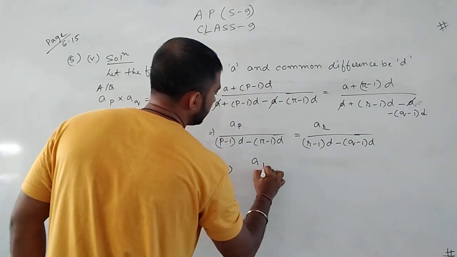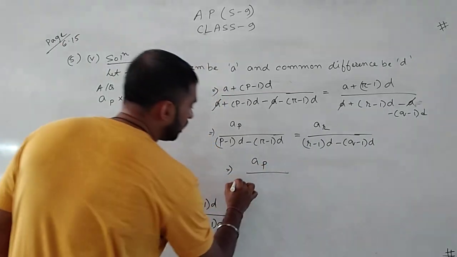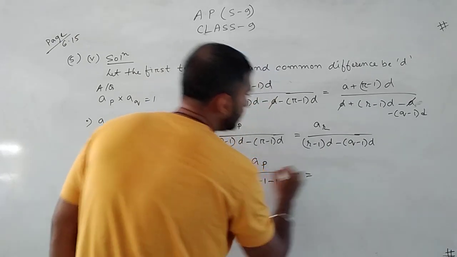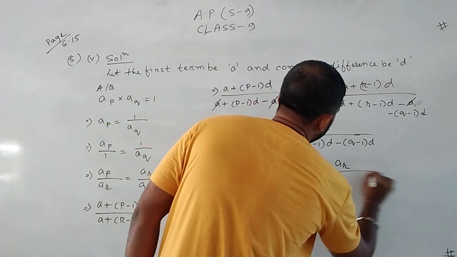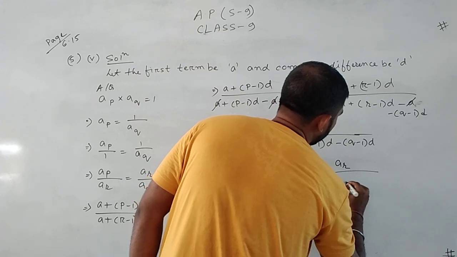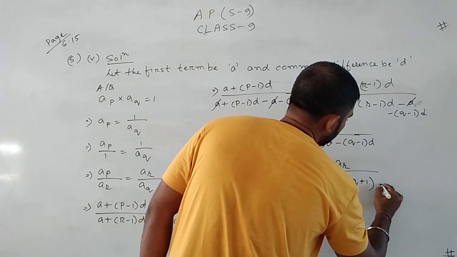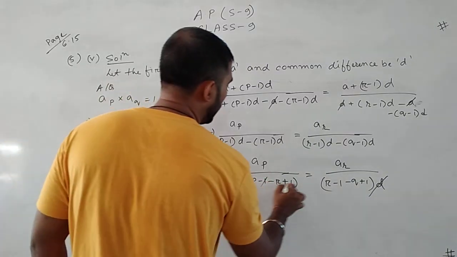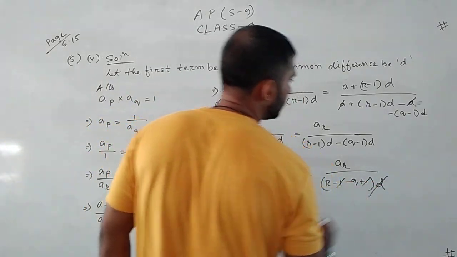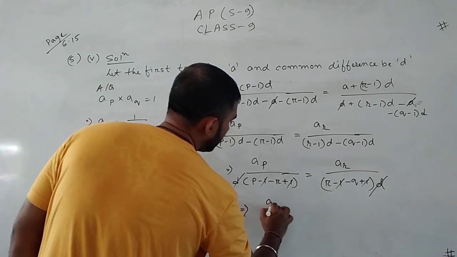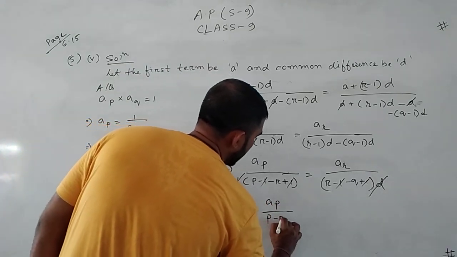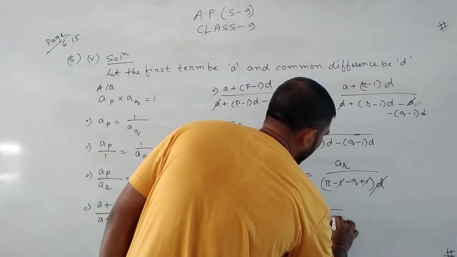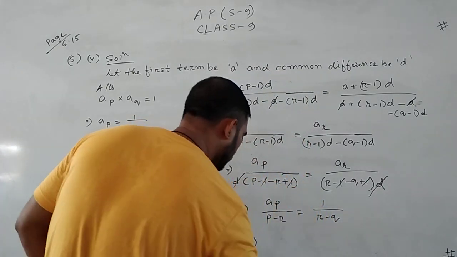Next, numerator same, in the denominator d is common. So (p minus 1 minus r plus 1) equal AR by (r minus 1 minus q plus 1) into d. Both sides d cancel. Here 1 and 1 cancel, here 1 and 1 cancel. So AP by (p minus r) equal AR, which is 1, by (r minus q). Then do the cross multiply.